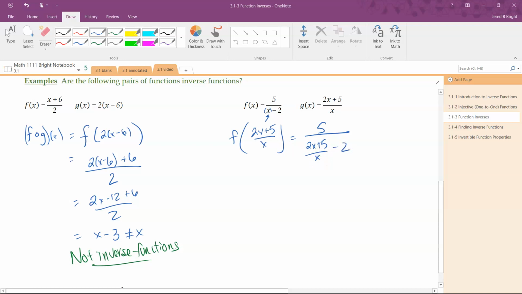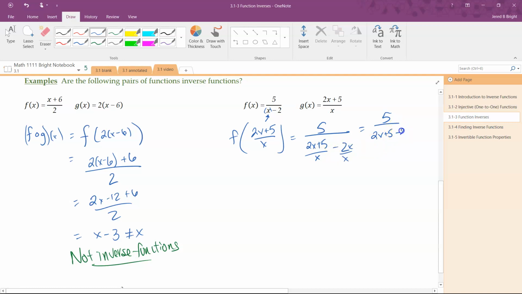And then you look at it and you cry a little bit. Well, crying isn't going to help. We need to get over ourselves and move on. So find a common denominator. 5 over, and then 2x plus 5, and then the common denominator is going to be x, so I can write it like that.